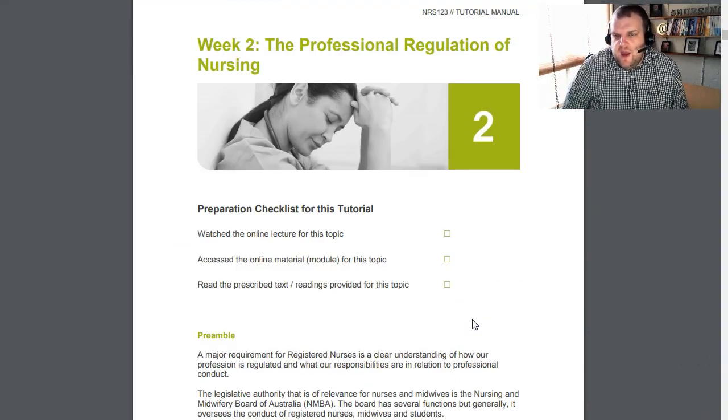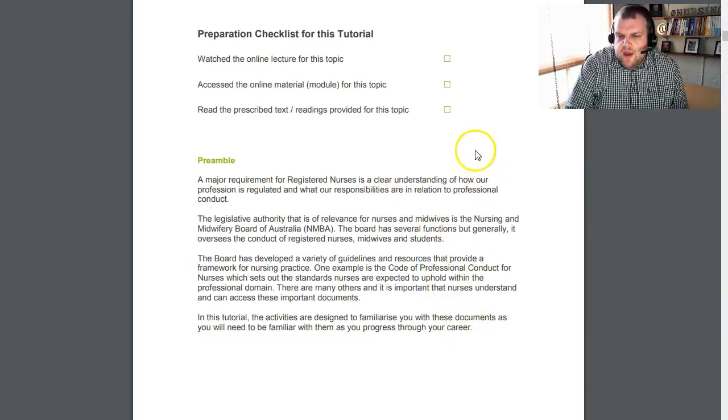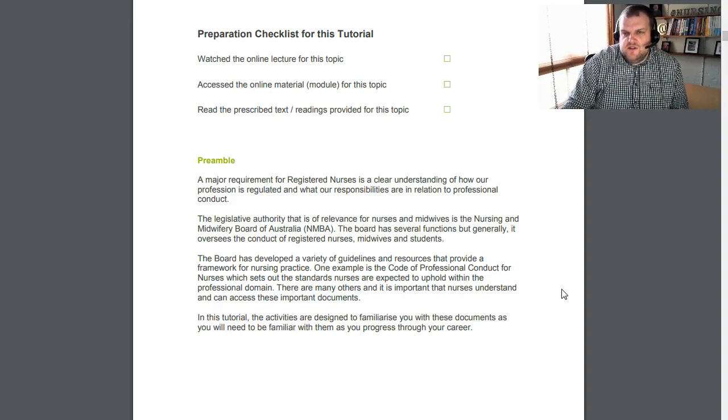So week 2, we're looking at professional regulation of nursing, preparing for the tute. We've got the same stuff there. We've also got another preamble. And this one talks about the RN standards, the code of conduct, and being familiar with the things that regulate registered nurses in Australia.